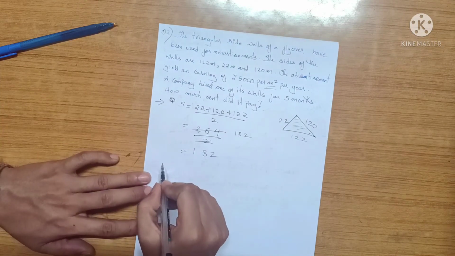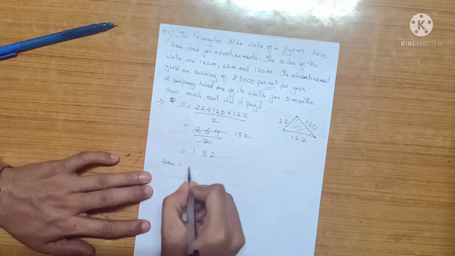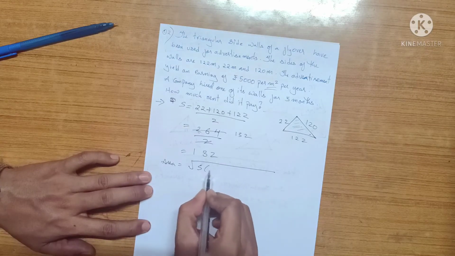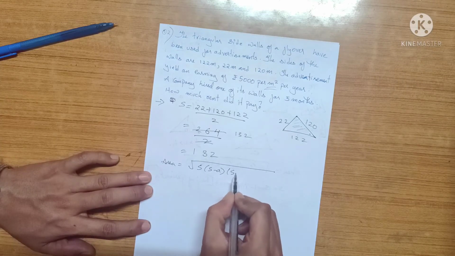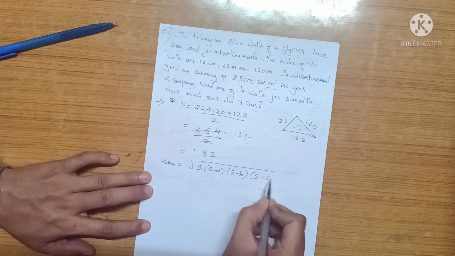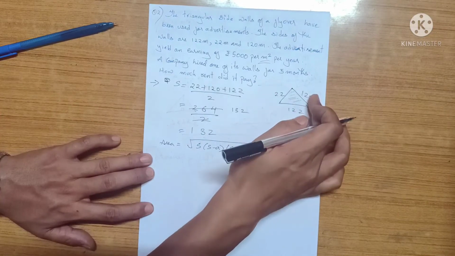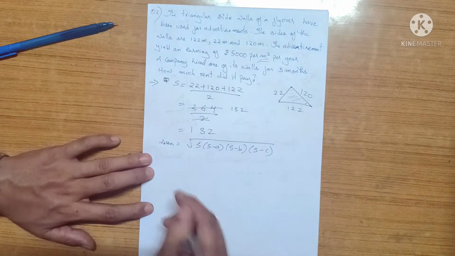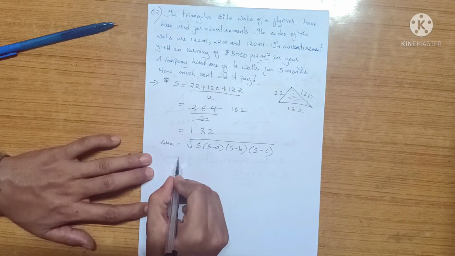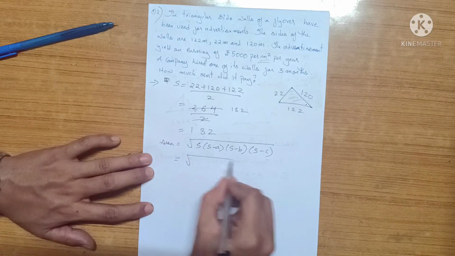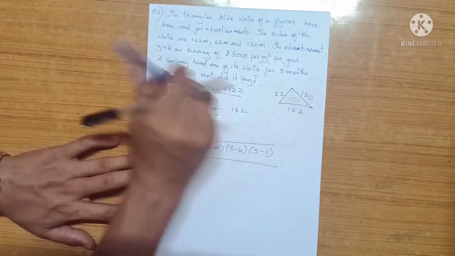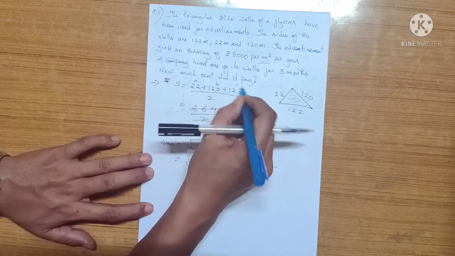Next we have to find the area. So area equals root over S minus A, S minus B, S minus C. Which one you take as A, B, C doesn't matter. You can take this as A, this as B, this as C, or take them in any other order. It doesn't make a difference, you will get the same answer. Since I wrote this first, let's take this as A, B, and C.